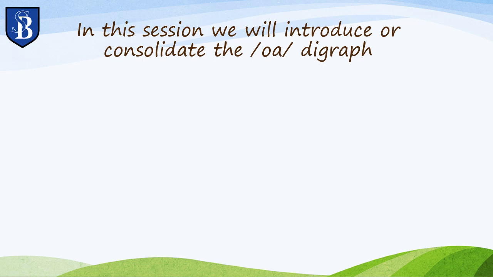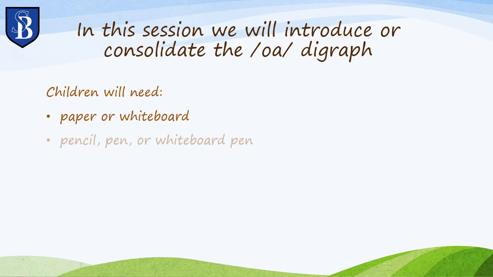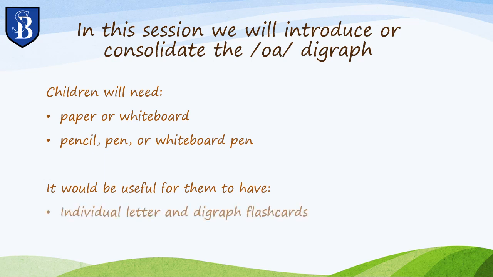In this session we will introduce or consolidate the O digraph. Children are going to need something to write on, so some paper or whiteboard, something to write with, pencil, pen or whiteboard pen, and it's always useful for them to have access to some individual letter and digraph flashcards or magnetic letters or other alternatives that you have available at home.